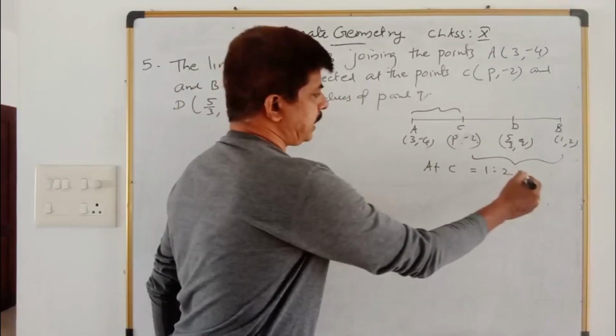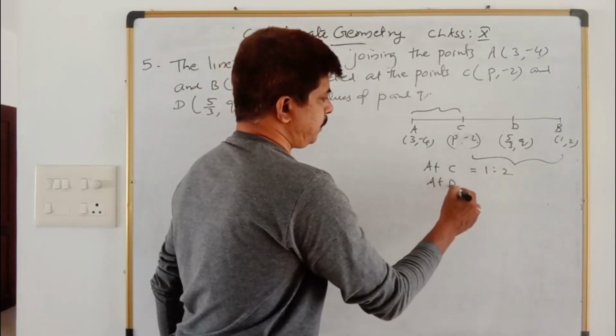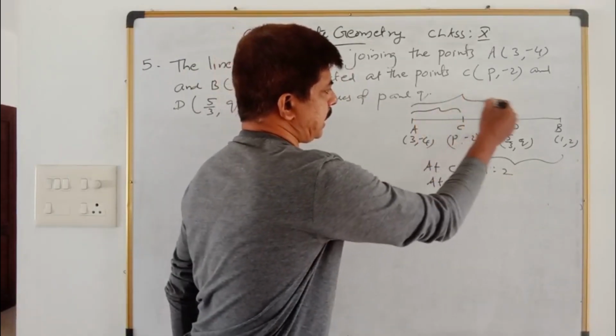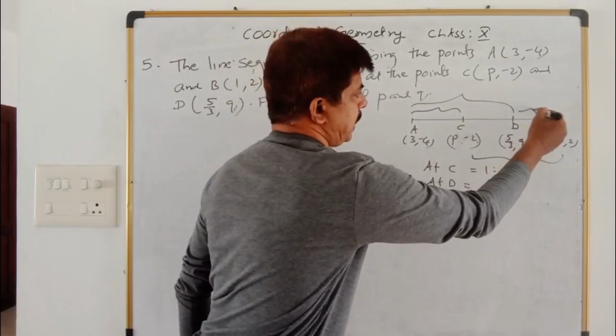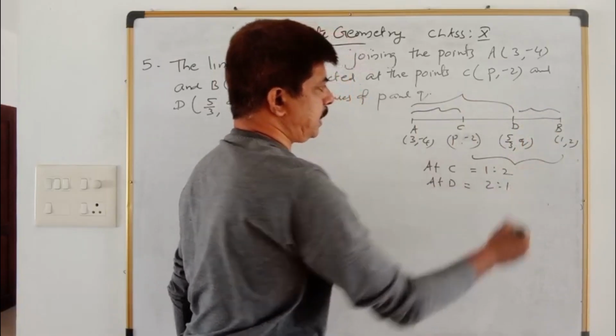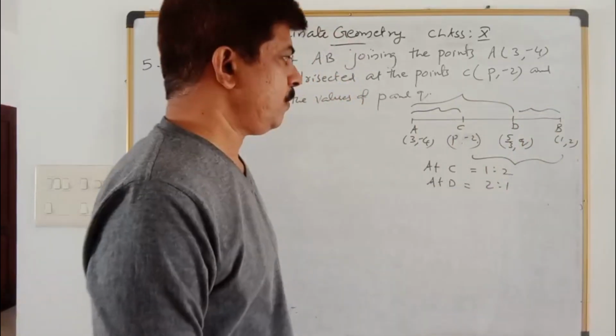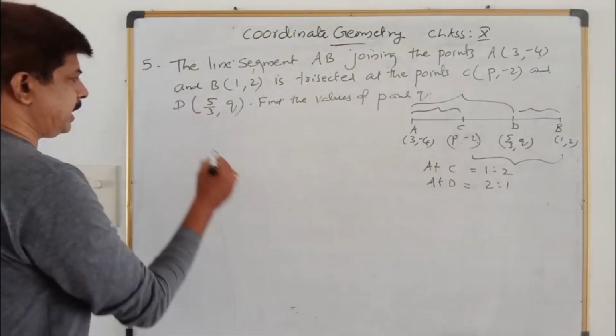1:2. Like that, at point D, what will be that time? This is the greater part, and this will be the smaller part. That time the ratio will be 2:1. So we have the section formula here.